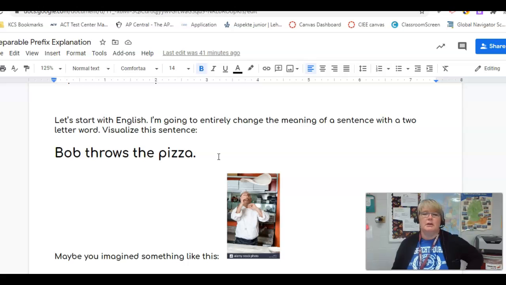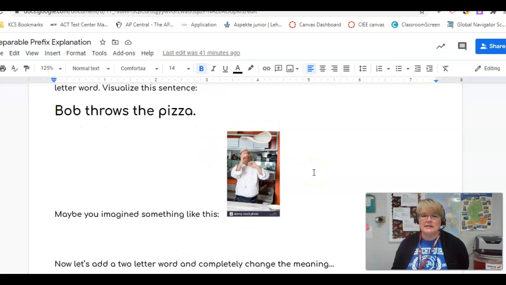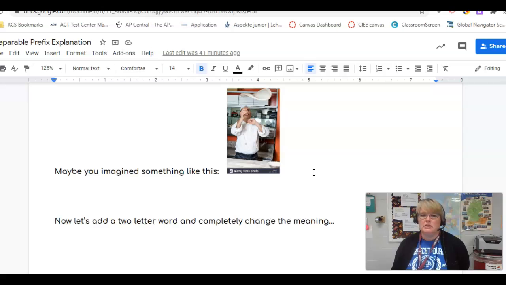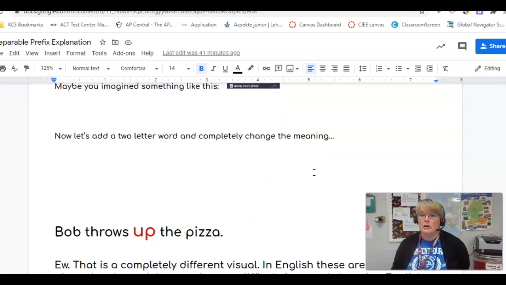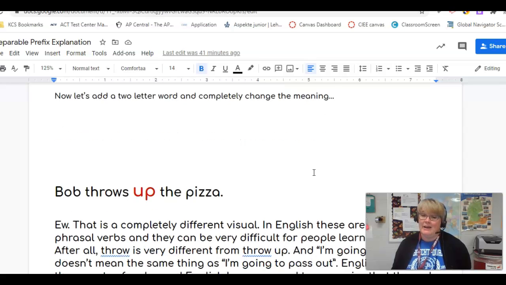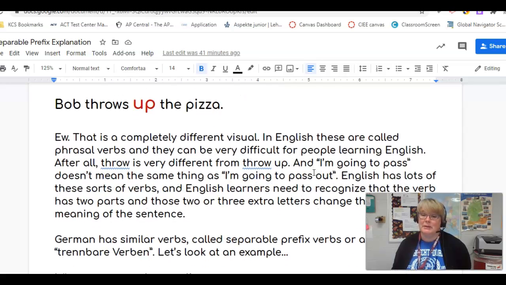Go Bob. Also, now let's change the meaning of that sentence. Two little letters. Oh, that's different. Bob throws up the pizza. Well, now that's something that looks a little bit different. So, there's a big difference between throw and throw up, right?